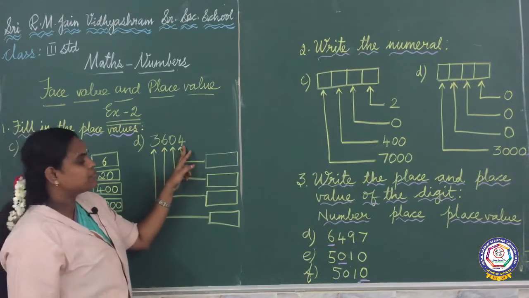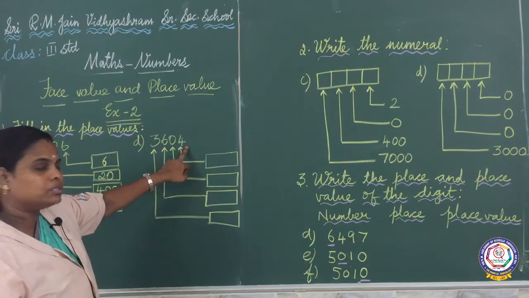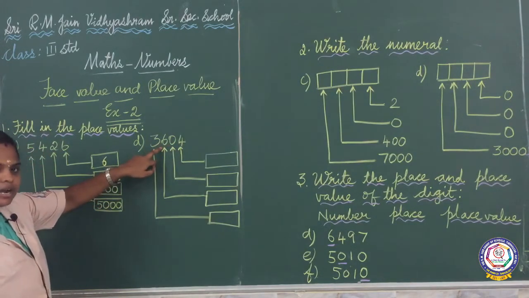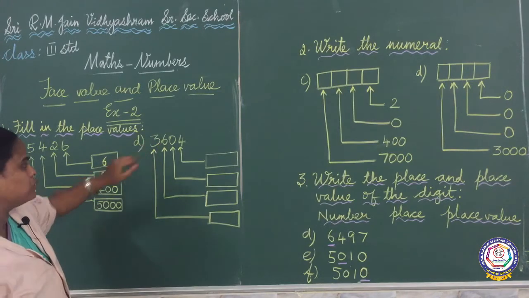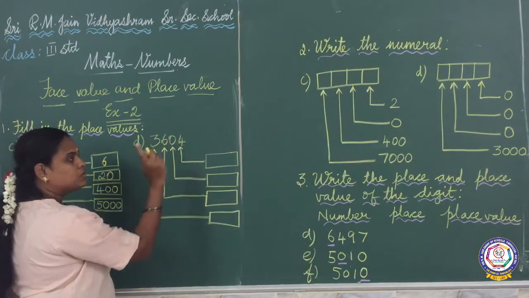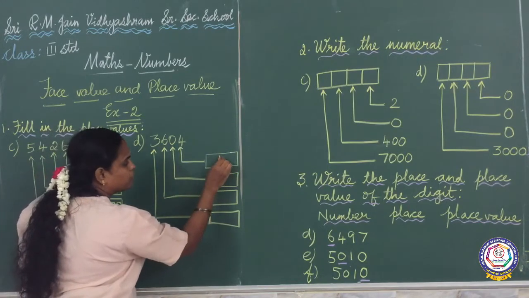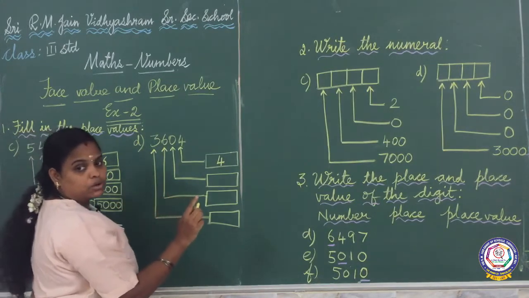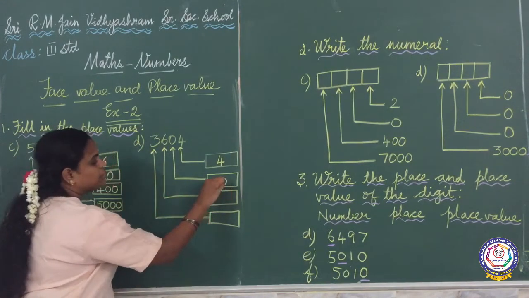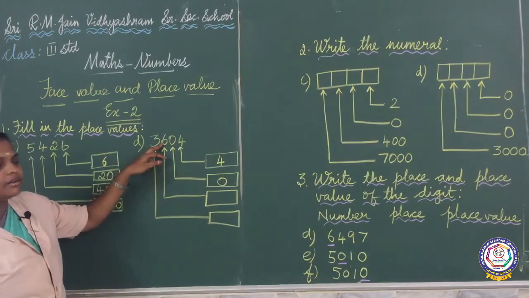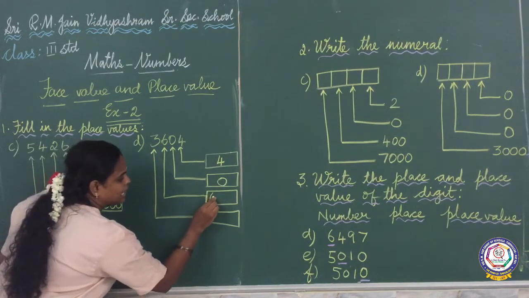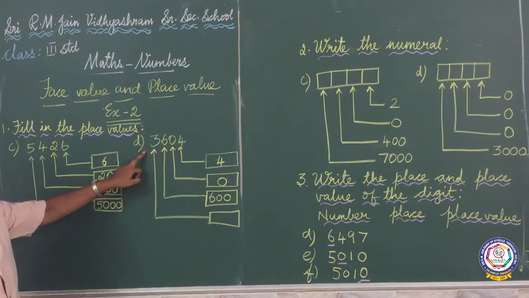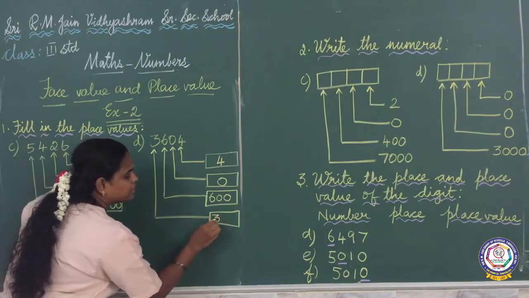Then what is the place value of 4? The place value of 4 is ones. The place value of 0 is tens. The place value of 6 is hundreds. The place value of 3 is thousands. So the place value of 4 is ones, and 4 ones equal 4. The place value of 0 is tens, so you write 0. The place value of 6 is hundreds, so you write 600. The place value of 3 is thousands, so you write 3000.